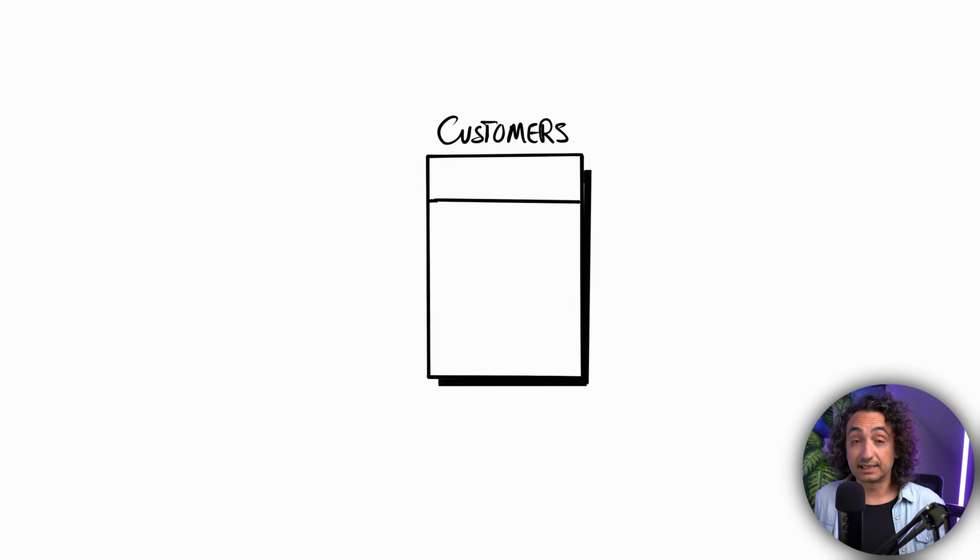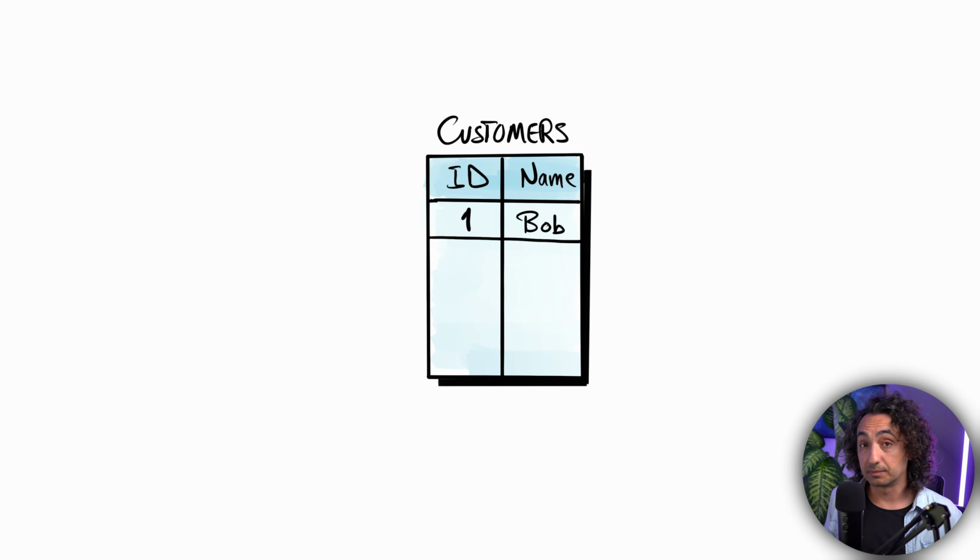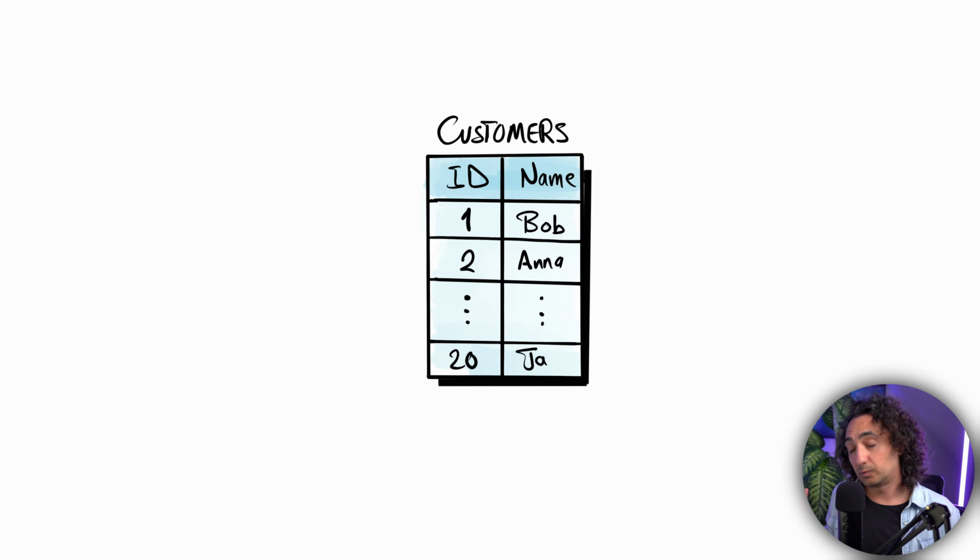Now before we dive into how indexes work in databases, let's first understand what happens to the database tables if you don't use any index. When you create a new table in your database, like for example the customers table, where you have let's say 20 customers inside this table, what you're going to see at the client side is like a spreadsheet, a table with rows and columns. But behind the scenes, the database stores it a bit differently.